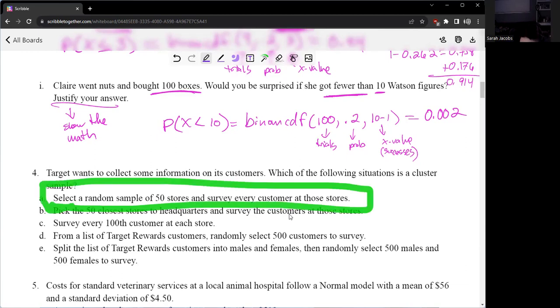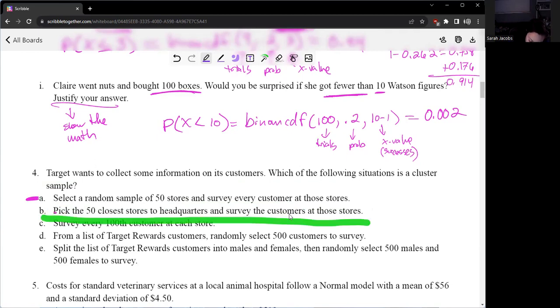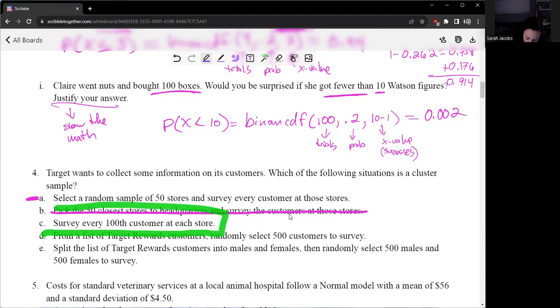That's looking pretty good. However, multiple choice, you should always read every single answer choice. So next up, pick the 50 closest stores to headquarters and survey the customers at those stores. Nope, that would be called a convenience sample. That's a terrible way to do anything, unless you don't care about being statistically accurate and you would save money. C, survey every 100th customer at each store. This would be a systematic random sample.